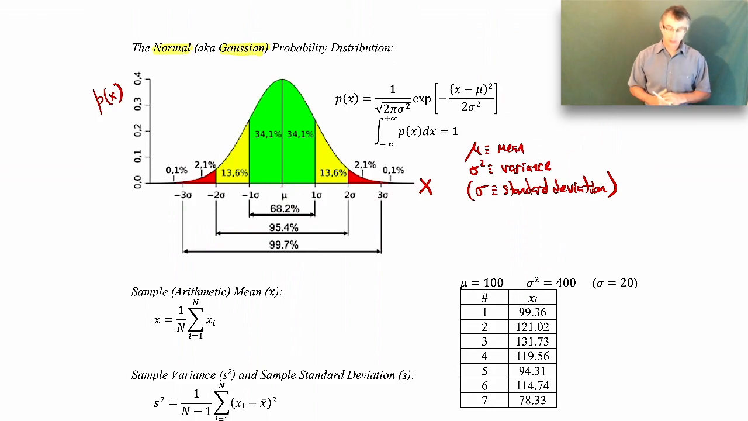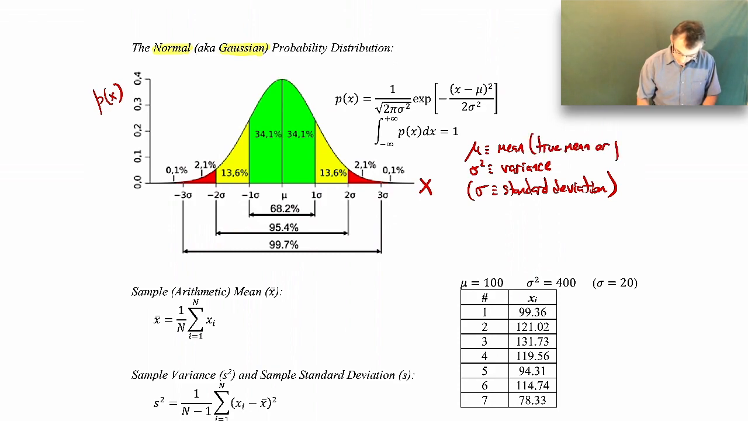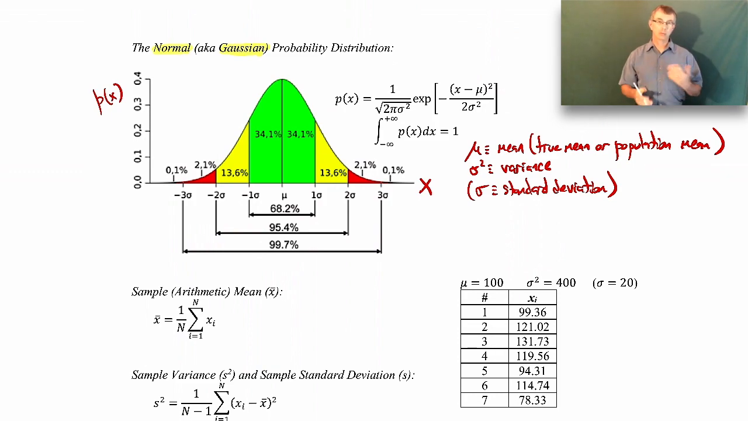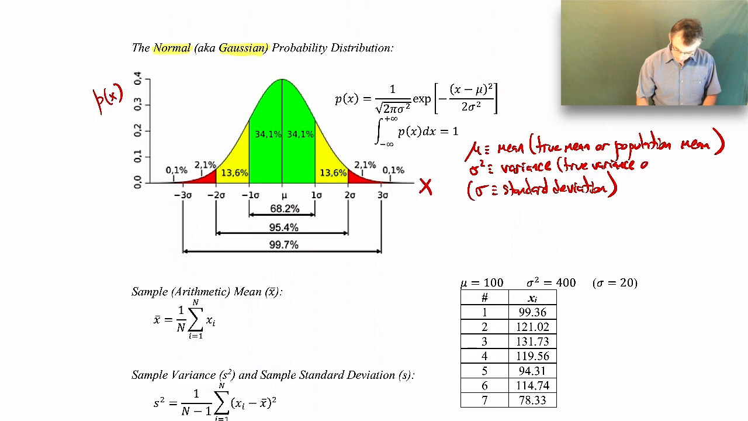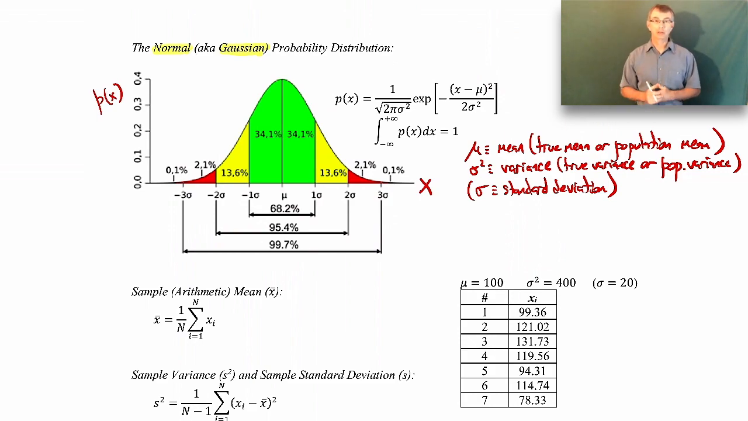Mu here is sometimes called the population mean or the true mean. So let me just put that in parentheses. True mean or population mean. And it's going to be a little different from what we call a sample mean. Okay, so we'll come to that in a moment. Same thing for the variance. This is the true variance or population variance. Same sort of thing with the standard deviation. True standard deviation or population standard deviation.